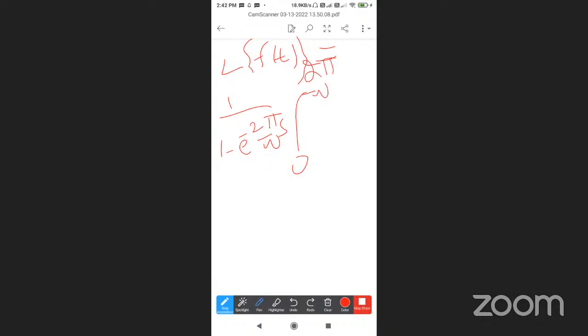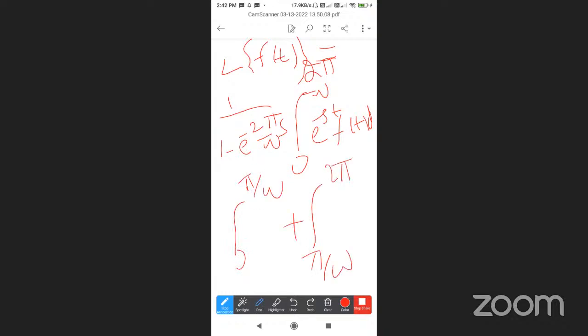From page number 193, the Laplace transform of f of t is equal to 1 by (1 minus e power of minus 2 pi by omega s) into the integral from 0 to capital T, where capital T is 2 pi by omega, of e power of minus st into f of t dt. Here the limits are 0 to 2 pi by omega, so we split it as 0 to pi by omega plus pi by omega to 2 pi by omega.